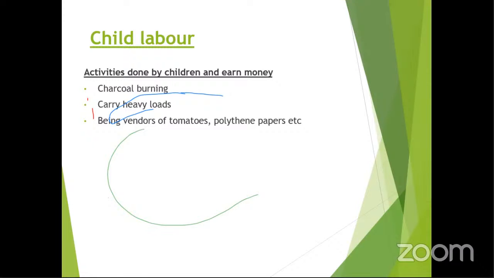Being vendors, a child selling tomatoes, polythene papers in town. We also have fishing. We go to the lake and do the fishing. All those activities are the activities that you can do to earn money. And when you do that, that is what we call child labor. It is one of the ways of abusing children's rights. Looking after animals is one of the ways children labor to get money.